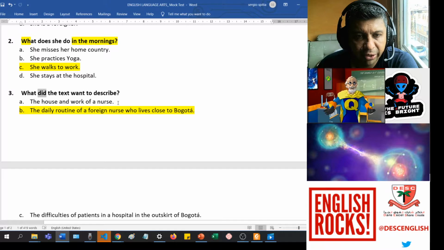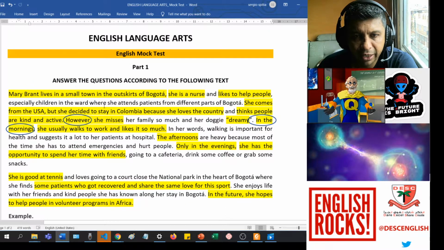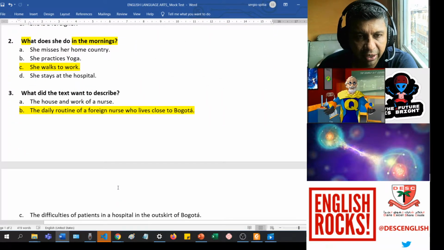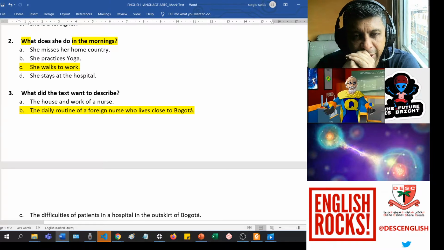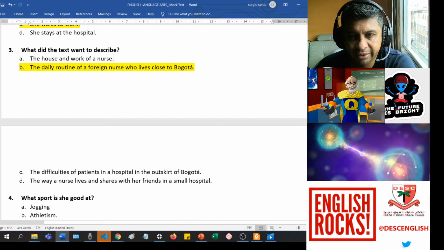The house and work of a nurse. La casa no, porque no nos menciona en ninguna parte. Está haciendo una narración de la casa, por lo tanto no es la correcta. B. The daily routine of a foreign nurse who lives close to Bogota. La rutina diaria de una enfermera extranjera que vive cerca de Bogotá. Yes, correctly. It's clear.